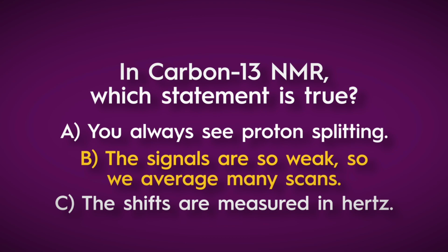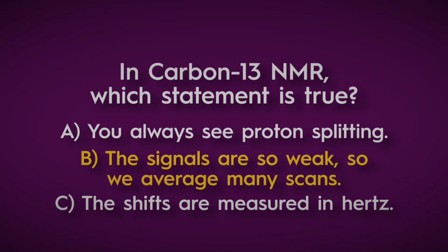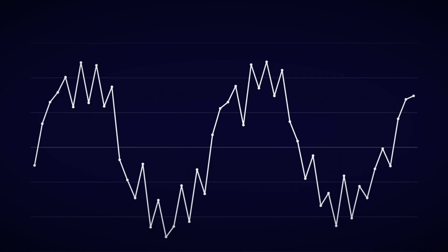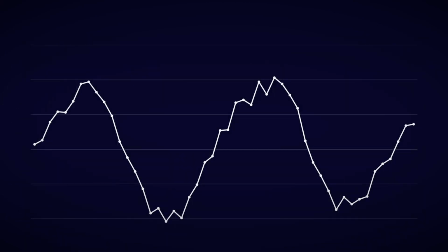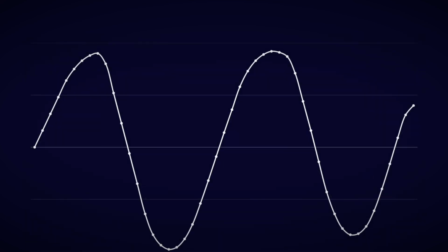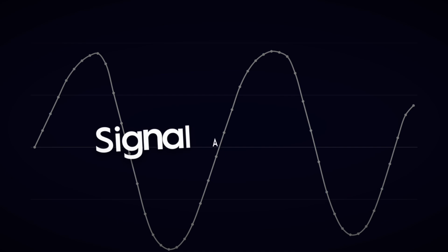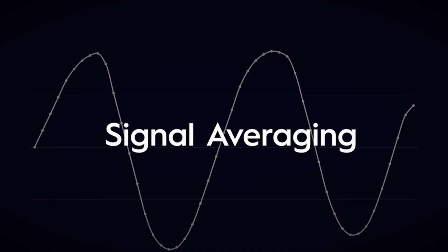The signals are weak, so we average many scans. Because carbon-13 is rare, the raw signal is small compared to electronic noise. We collect many scans and average them so that random noise cancels while the true signal adds up. That is the idea behind signal averaging.